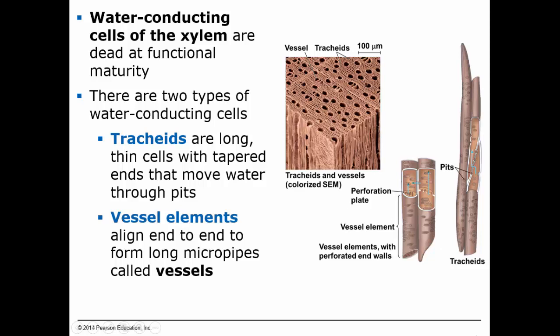Water moves slowly through pits that form the junctions between these different cells. The vessel elements are much thicker, wider cells that are placed end to end. And you can remember this name because vessels are large pots or containers for carrying water.